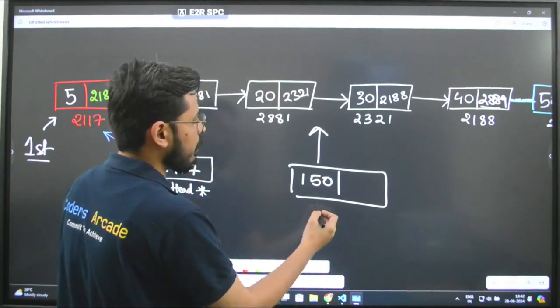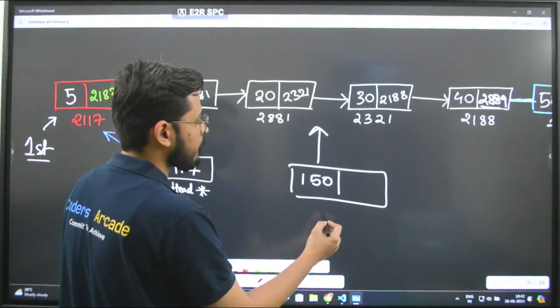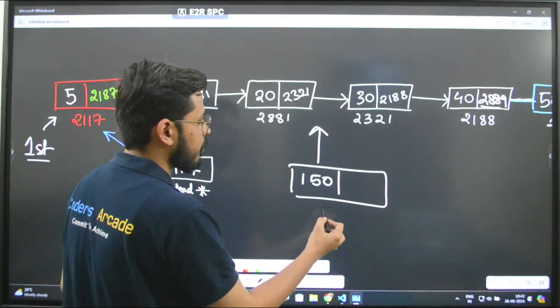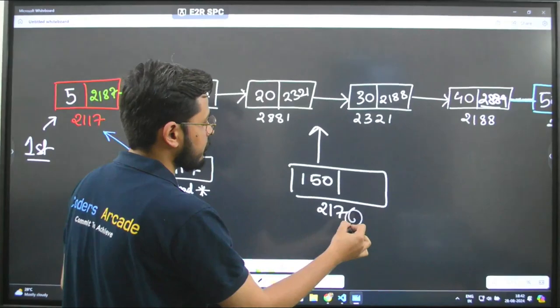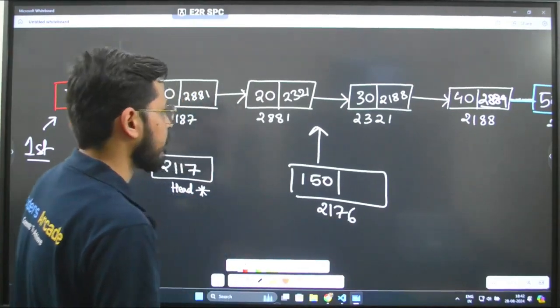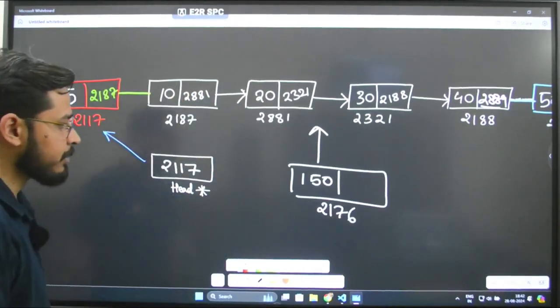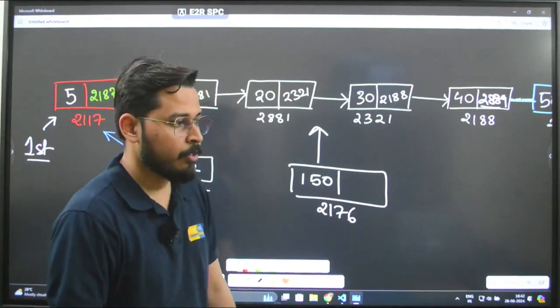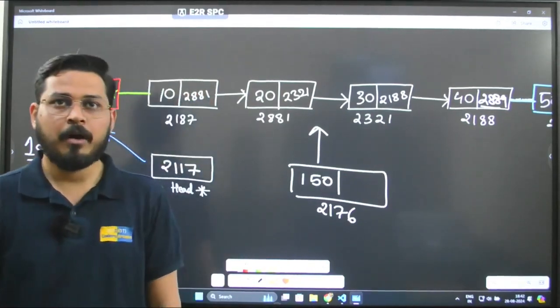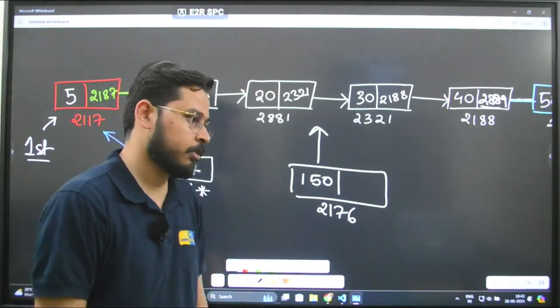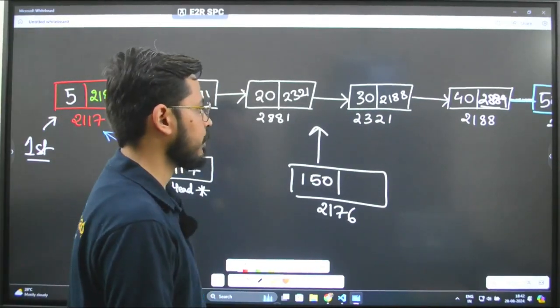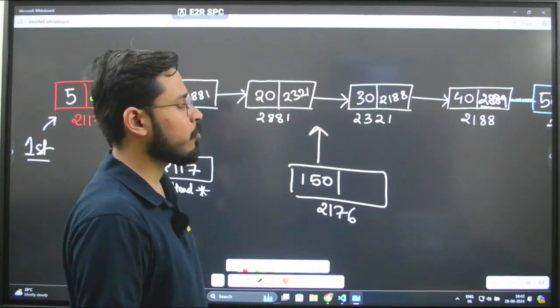Let's say this node is going to be our... this is going to be 2176. Yes, 2176 is the address of this node. Now I'm saying I want to insert this node right here.